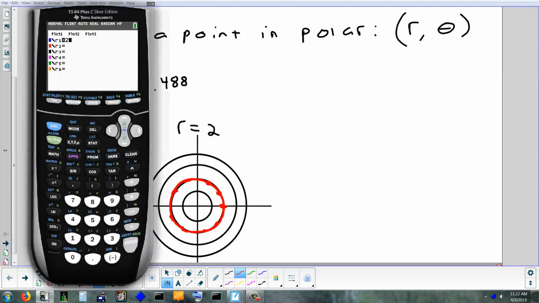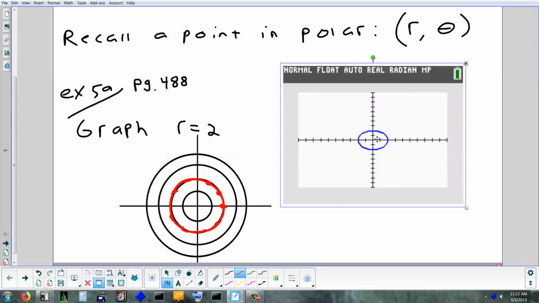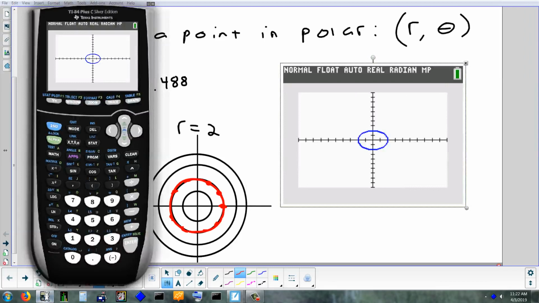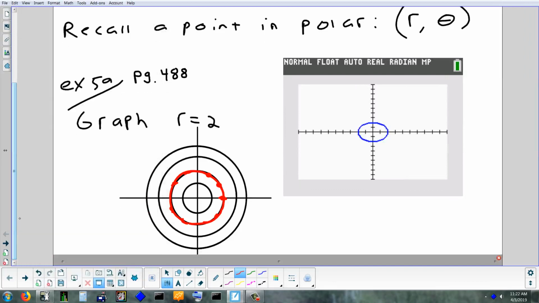Remember, if you just do r equals 2 and you do a standard zoom, it's going to look like an ellipse. If you look carefully, it is 2 units in each direction, if you look at the tick marks. But it's because the screen is rectangular. So if you really want to see it proportionally, just do zoom square. What that does is it adjusts the window so that things don't look distorted. All right, so that's the graph of r equals 2.